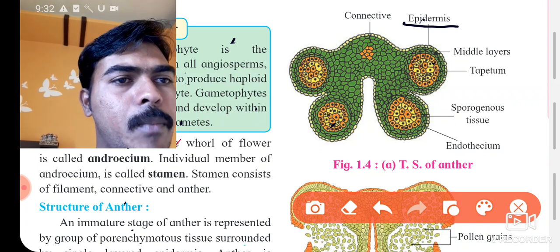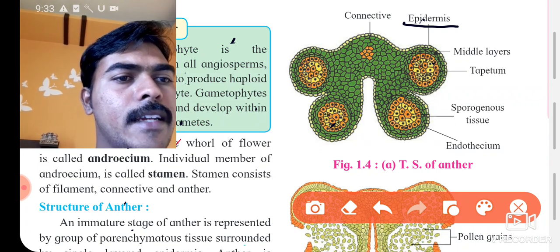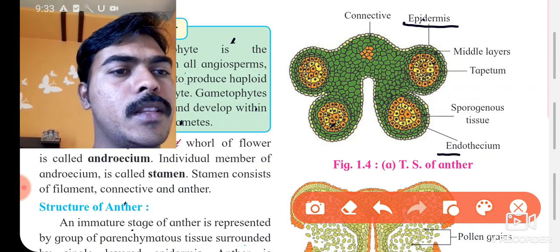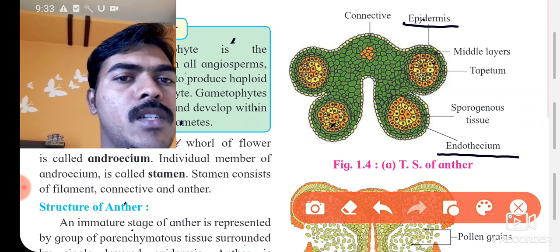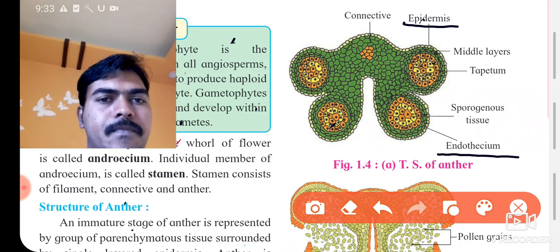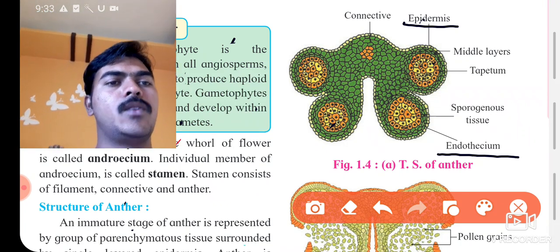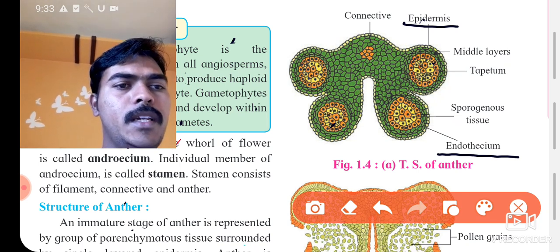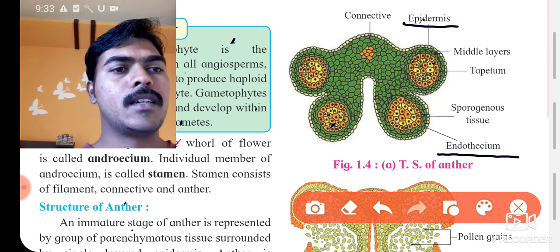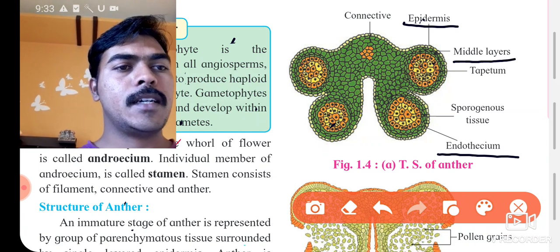Inner to this epidermis, the layer is called the endothecium. Okay, the endothecium is the layer inner to the epidermis. Below the endothecium, the third layer is called the middle layer.